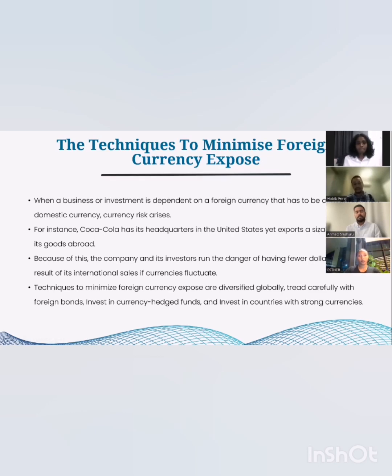Also, in this part, I will discuss the techniques to minimize foreign currency risk. I will discuss diversifying globally, investing in currency hedging, trading carefully with foreign bonds, and also investing in countries with strong currency. Next slide.